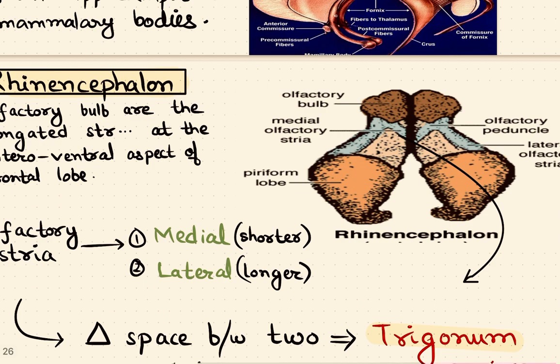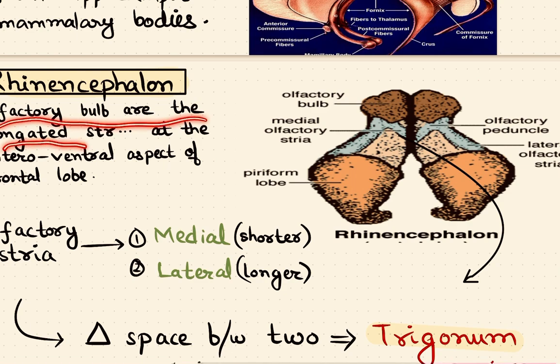Now let me tell you about the rhinencephalon. Rhinencephalon is at the ventral end of the brain. Rhinencephalon is constituted of the olfactory bulb, this region, the medial olfactory stria, this is the medial, towards the middle junction, and this is the lateral olfactory stria, and these are the pyriform lobe. What are these pyriform lobes? Comma shaped. Okay, so pyriform lobe, olfactory stria and olfactory bulb constitute the rhinencephalon, which is responsible for olfaction.